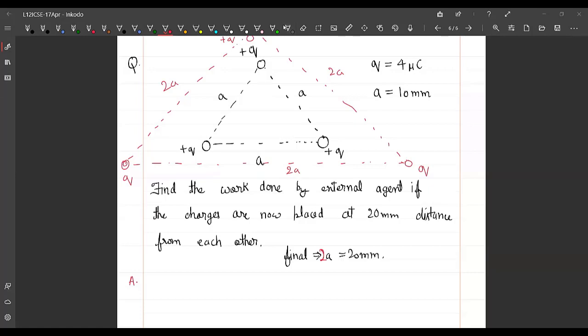If you want the value of K, the value of K can be taken as 9 into 10 to the power 9, the SI unit, Newton meter square per coulomb square. Value of K is 9 into 10 raised to 9.